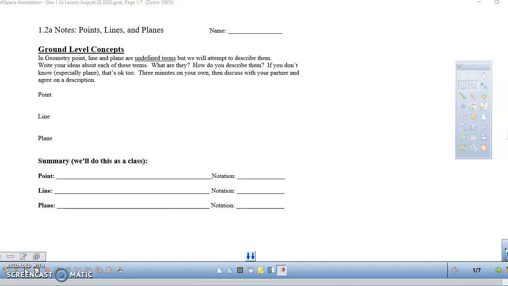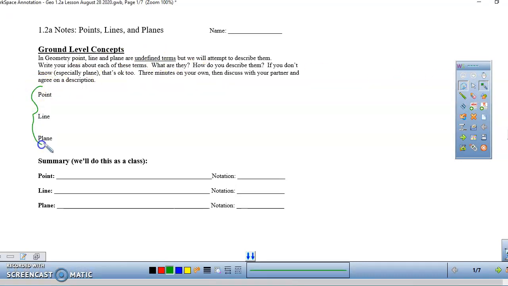So you're going to take about 3 minutes on your own and try to describe those three things. And you're going to do that here. Then discuss with your partner. We obviously don't have our partner at the moment, so you're going to do that on your own, and then you're going to come back. Okay, so welcome back. You should have paused and done that and then come back. So now we're going to do this as a class and actually do a description of each of these things.